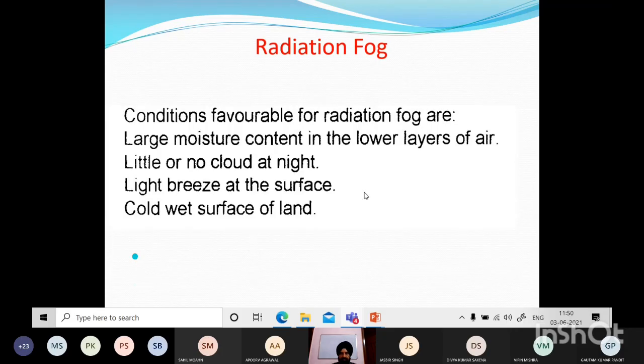Now, conditions favorable for radiation fog. What do we need? Large moisture content in the lower layers of air, and little or no cloud at night, clear skies; only then will this radiation of heat from the land take place. If there is cloud cover, then the land will not even get cold. Also light breeze at the surface and a cold wet surface of land. So when all these conditions are met, you see this land fog or radiation fog forming. So that was radiation fog.